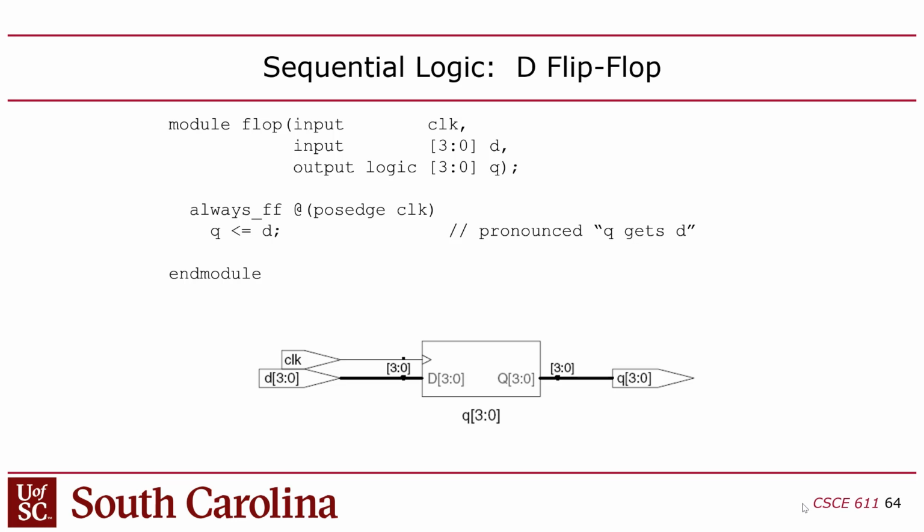Now you can also put a comma, and you can have other things in the sensitivity list too. And I'll show you some examples. But in this class, generally speaking, it's usually just the clock and potentially a reset signal. Okay, so the only thing you might have noticed here is, there's no begin and end because there's only one statement, right? Also notice, why is that less than equal?